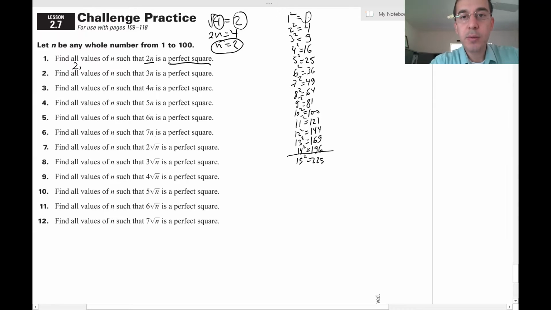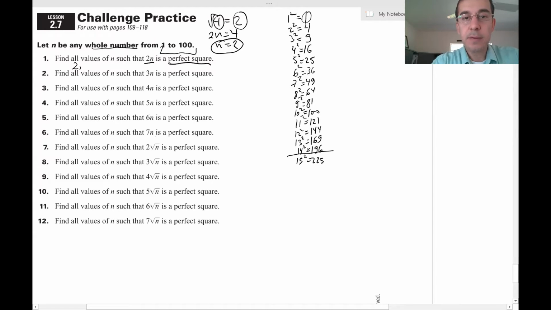Well, 2n equals 1, n is going to be 1/2. We can't do that because n is a whole number. n is a whole number from 1 to 100, so the 1 cannot be. How about 4? Well, 4 can be. Why? Because 2n equals 4, n is 2. 2 times 2 is 4. So n is 2. 2 is in this range here, 1 to 100, as a whole number. So 2 is one solution.